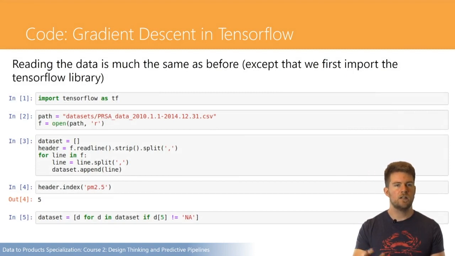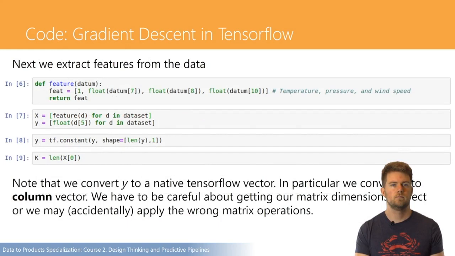Okay, so reading the data again is much the same as before. The only thing we do differently here is we first import the TensorFlow library. And again, we're just reading our PM 2.5 data set, and we're keeping the rows of that data set for which the label is observed or not equal to NA. Okay, and we extract features from our data set. Let's make it a little bit more complicated than it was last time. In this case, we'll consider three features: the temperature, pressure, and wind speed as the predictors we're going to use to try and estimate PM 2.5 or air quality. We extract the feature matrix X and the label vector Y.